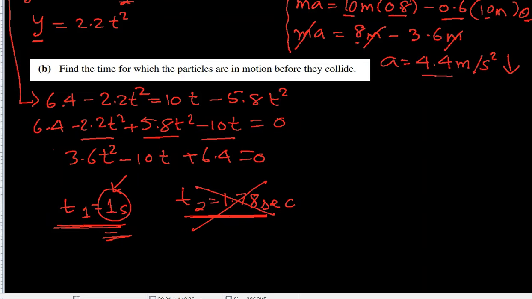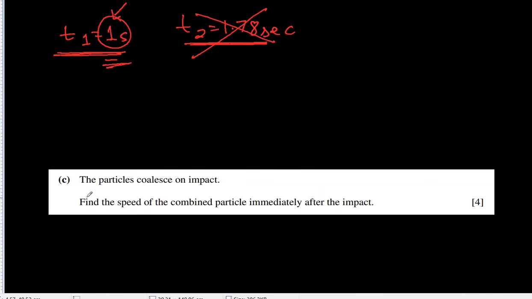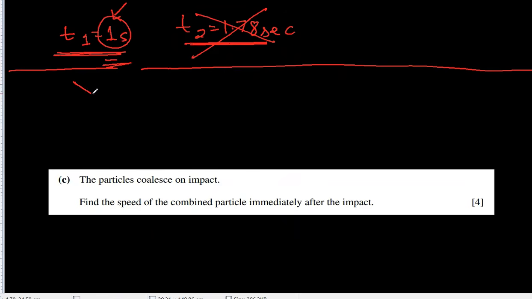Let's move on to the C part. The particles collide on impact. They become one body. Find the speed of the combined particles immediately after impact. So, we should know that one particle was going down, right? And one particle was going up. So just before collision, what was the velocity of P particle and what was the velocity of Q particle? That's what we should know so that we can find their velocities after collision.